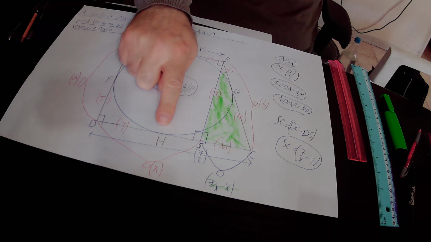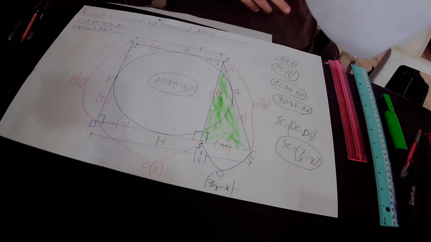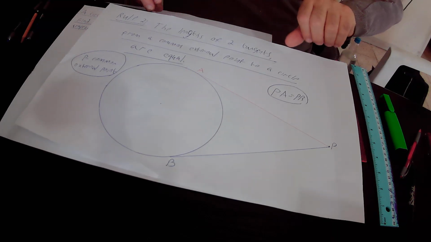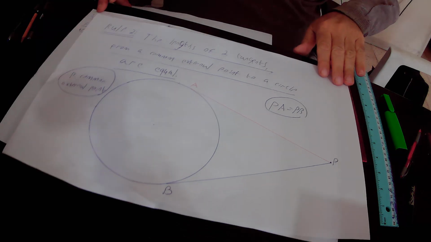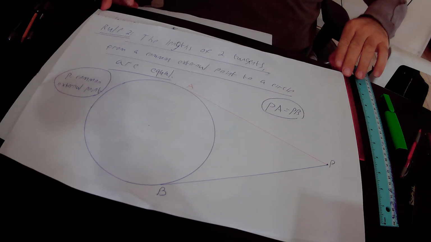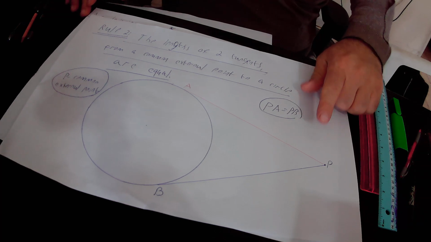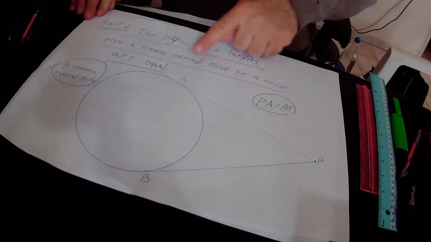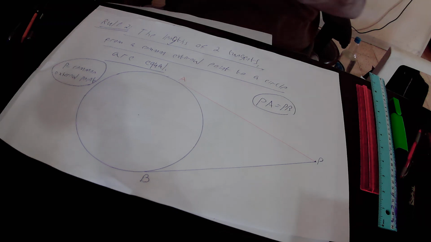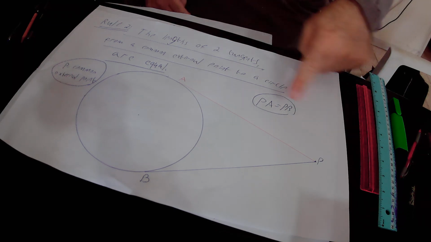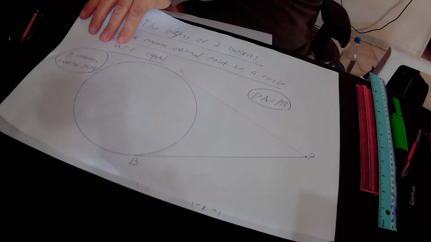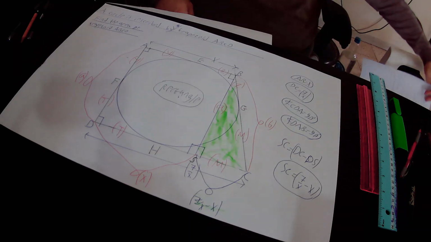So here we can implement rule 2. According to rule 2, the lengths of two tangents from a common external point to a circle are equal. So in the drawing we have a circle, and this is the common external point P. From this common external point P, we have two tangents to the circle, tangent PA and tangent PB. And according to rule 2, they are equal to each other. That is to say, PA equals PB.